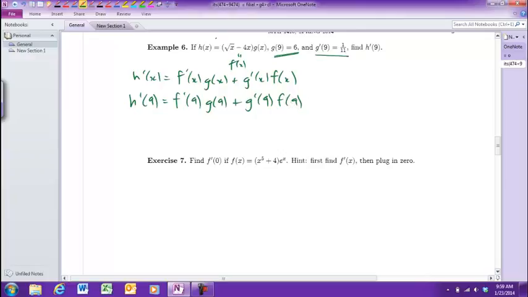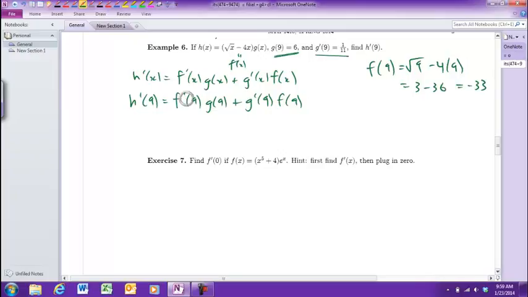Well, f of 9 we can figure out pretty easily. That's equal to, I'm just plugging in 9 here for x, so that's the square root of 9 minus 4 times 9. That's 3 minus 36, or negative 33.